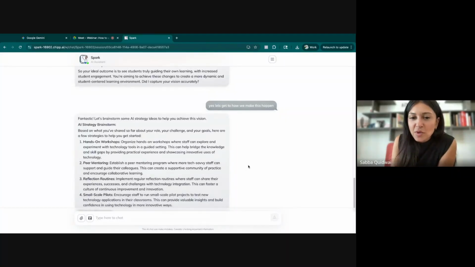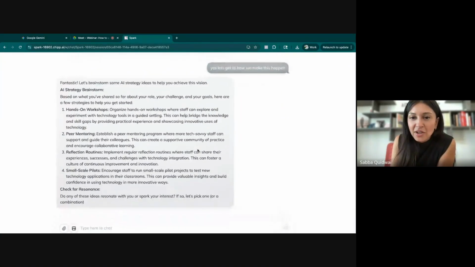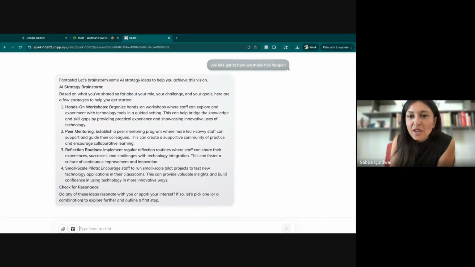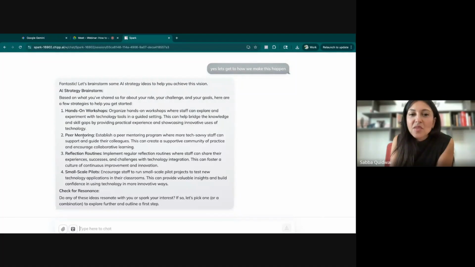But really what we're doing is now I would come here and kind of ask, do any of these interest you or resonate with you? So one is like a hands-on workshop, another is a peer mentoring program, another is a reflection routine, another is a small scale pilot. Okay. Now, a lot of times when people see this, they feel like, oh, I have to pick one, or something like that. But you can actually mix and match.